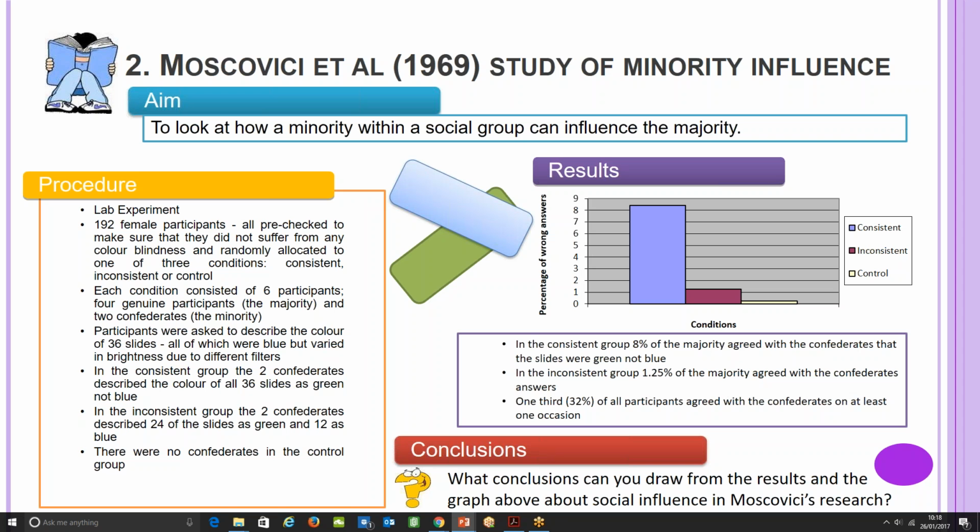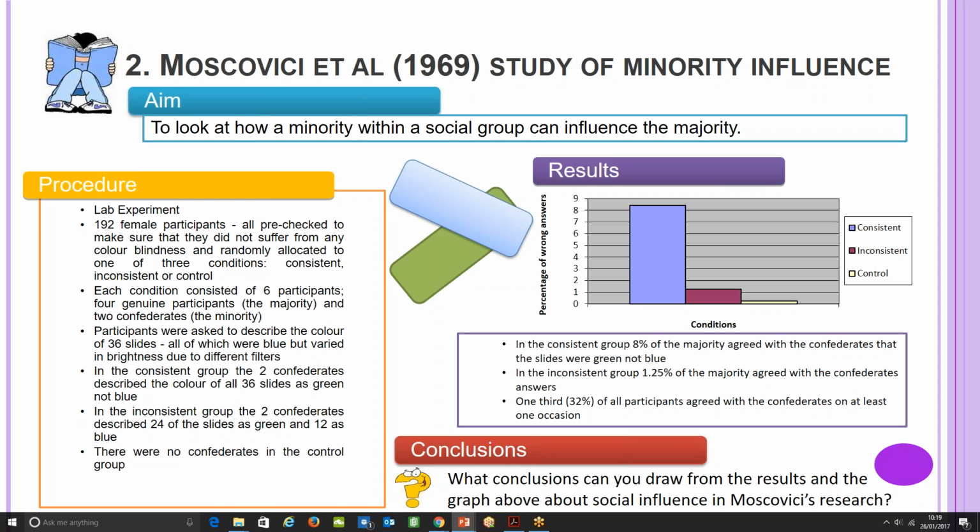So welcome back. The question was, what conclusions can you draw from the results of the graph above about social influence in Moscovici's research? Now, although there's no marks in the workbook for this, conclusion questions come up in the exams all the time. So a possible suggestion here for 2 marks: simply, the graph in Moscovici's research shows that the minority can influence the majority and make them conform.